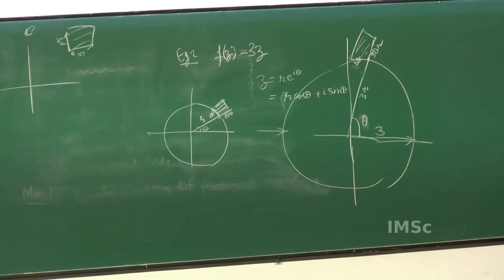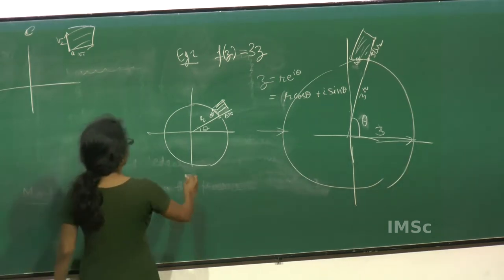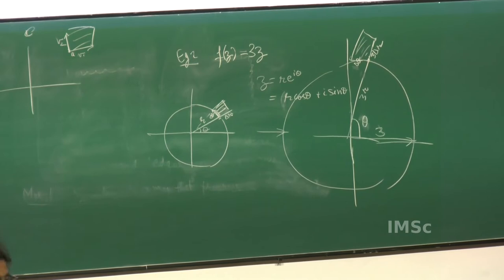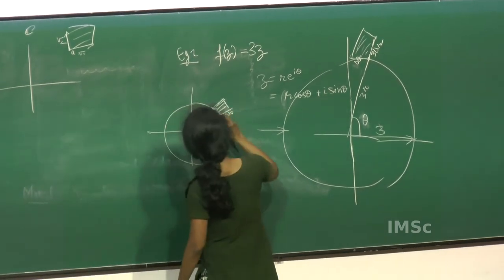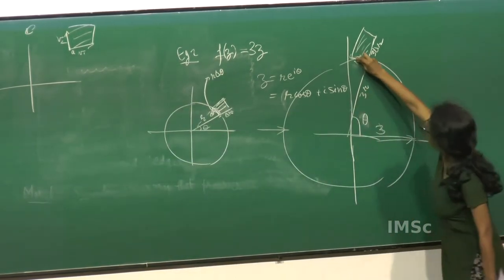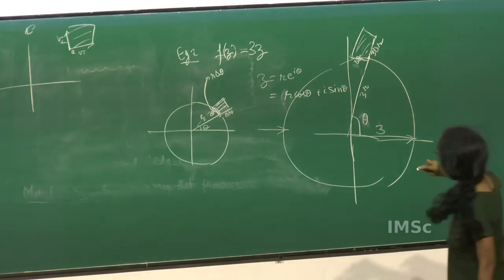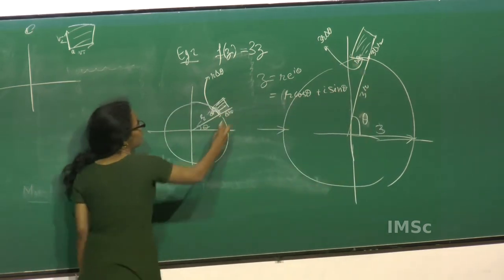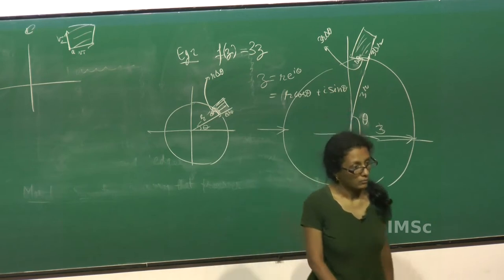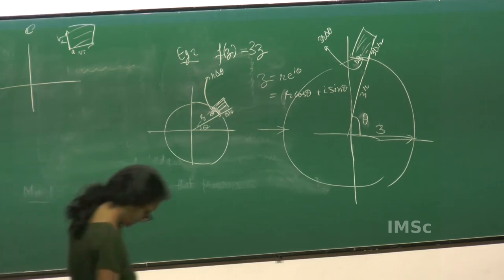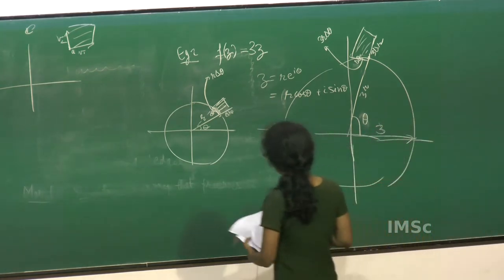Okay, let's see. If I say this subtends an angle of delta theta, what is the length of this arc? Very good, yes, r delta theta. And what is it mapped to? What is the length of this one? 3r delta theta. So if indeed to start with this was a square, that would also be a square, because both the sides will be scaled by a factor of 3. Okay, and this kind of a map is called a dilation.